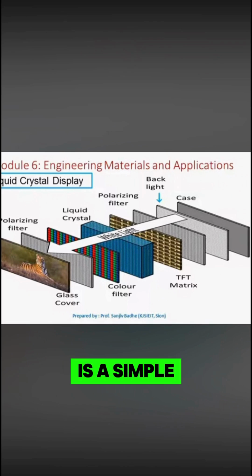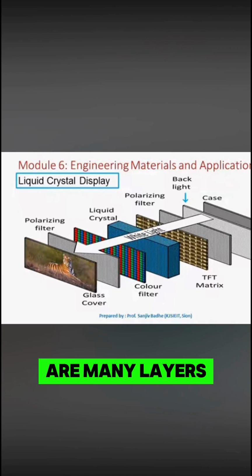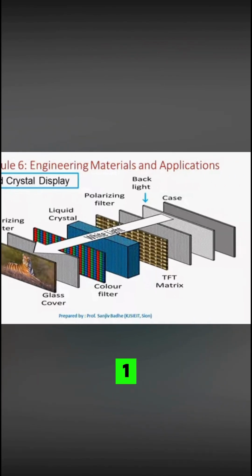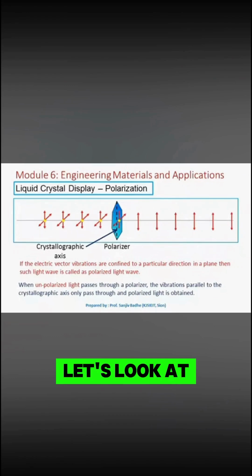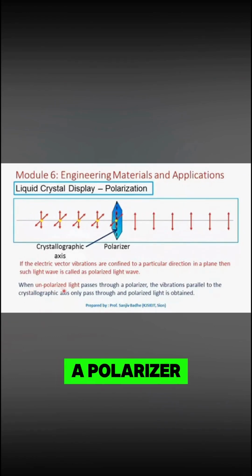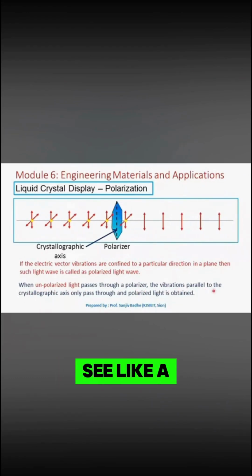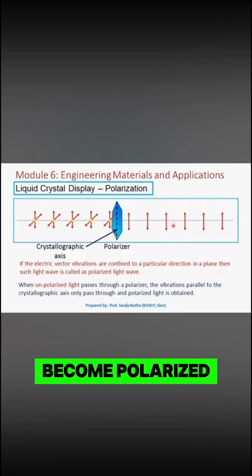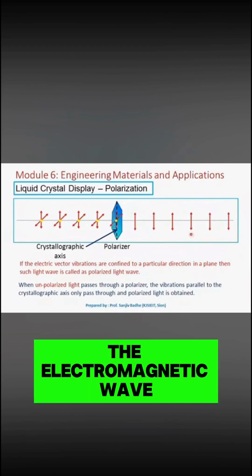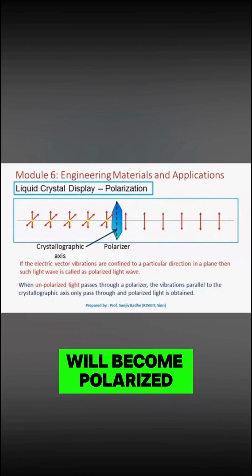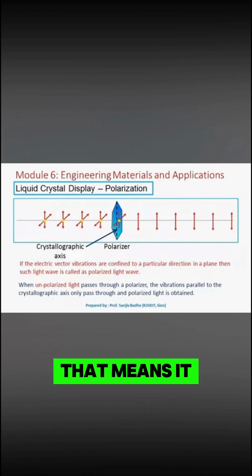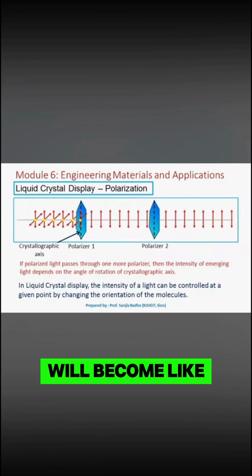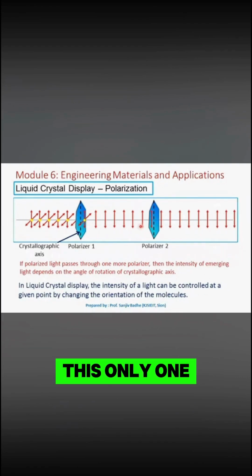You think it is a simple LCD, but you can see here there are many layers. 1, 2, 3, 4, 5, 6, 7, 8. There are 8 layers. Let's look at this. There will be a polarizer, which looks like a lens. When the light passes through this, the light will become polarized. The electromagnetic wave, that is light, will become polarized. That means it will become like this, only one direction.